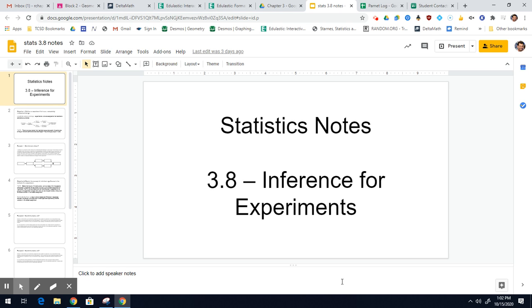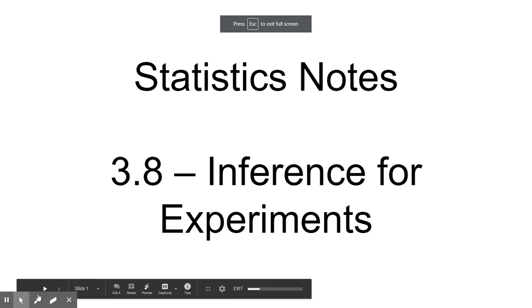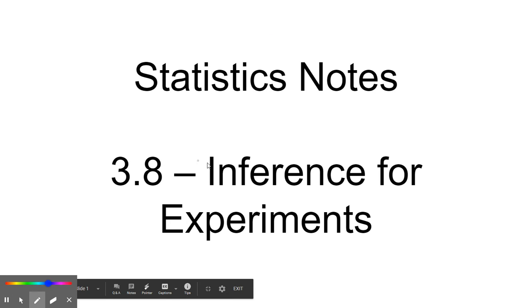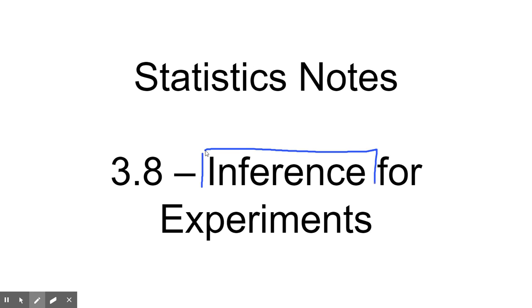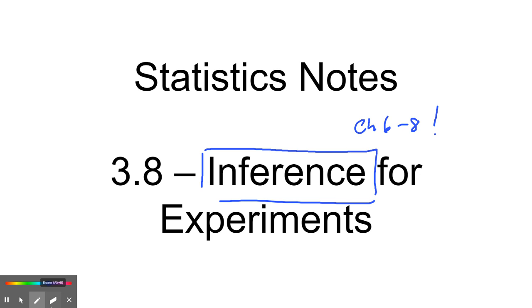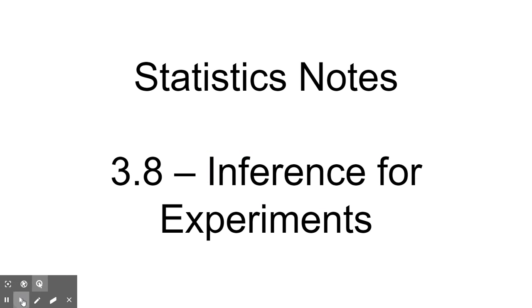All right, so we're looking at section 3.8, inference for experiments. So this word inference is a huge topic in this class. Almost the whole second quarter, the second graded period, is going to be on inference. Chapters 6 through 8 are all on inference, 9 if we get to it, but I don't think so with this COVID schedule. Okay, so be aware of that.